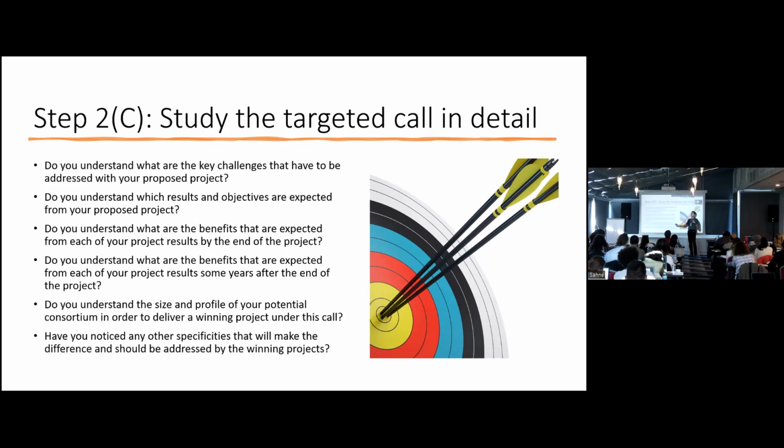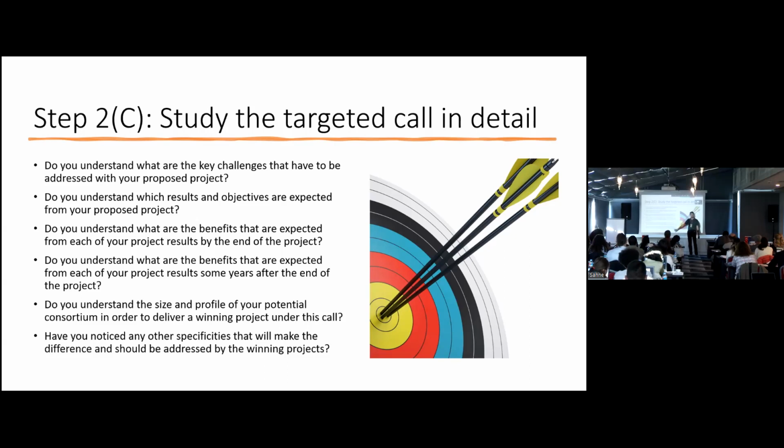And not only how big it should be from the geographical point of view, but also what type of organizations you need. Do you need also end users? Do you need also policy advisors? Do you need policy makers? Do you need SMEs? What will all these different types of organizations do? So you need to make sure that you have that kind of knowledge already. And have you noticed some other peculiarities or specificities that can make the difference?